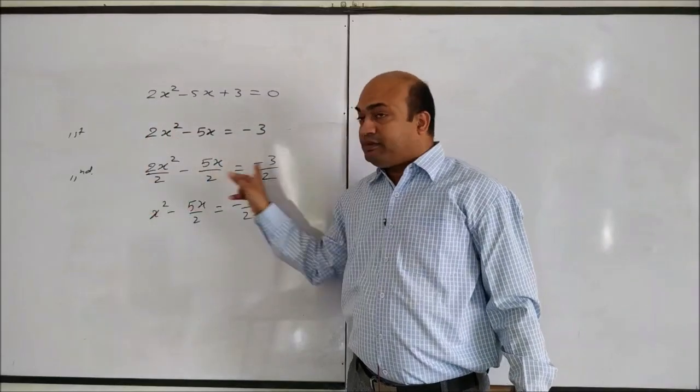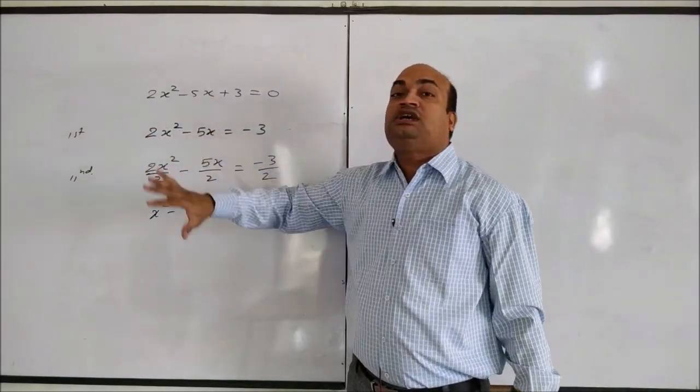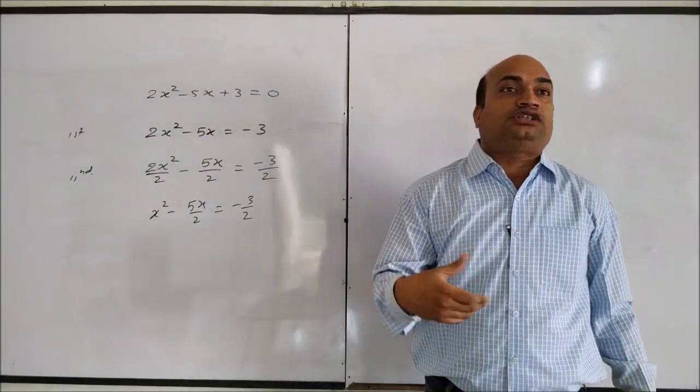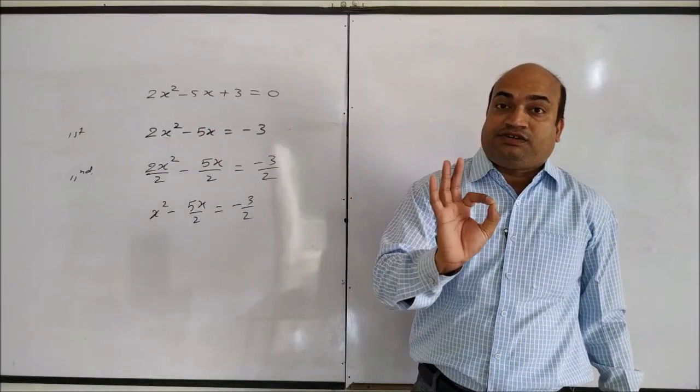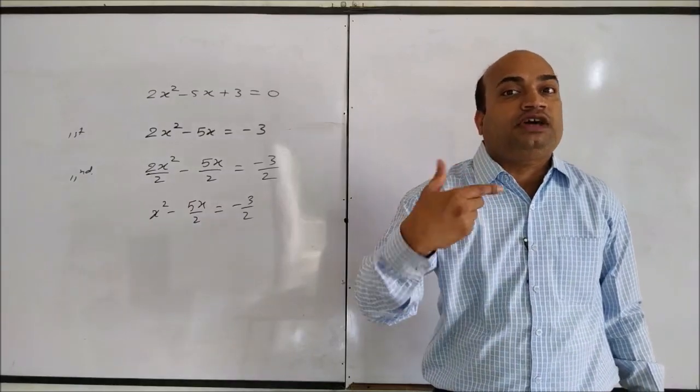If it is 2, then divide by 2. If the coefficient of x square is something else, that is 3 or 7, whatever, we divide it by that. That is, divide the equation by the coefficient of x square.